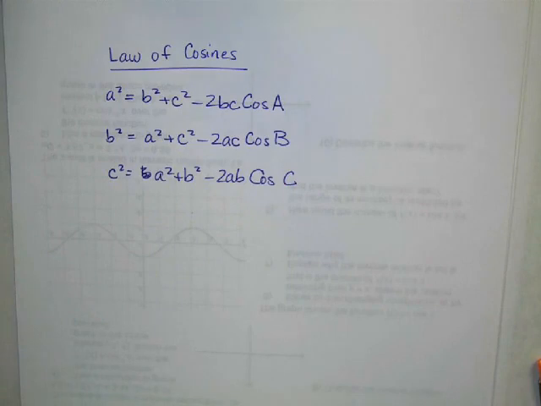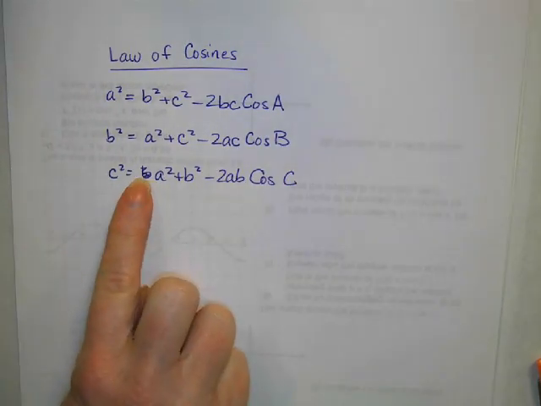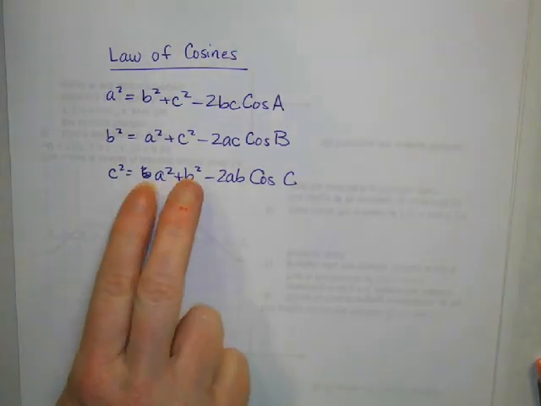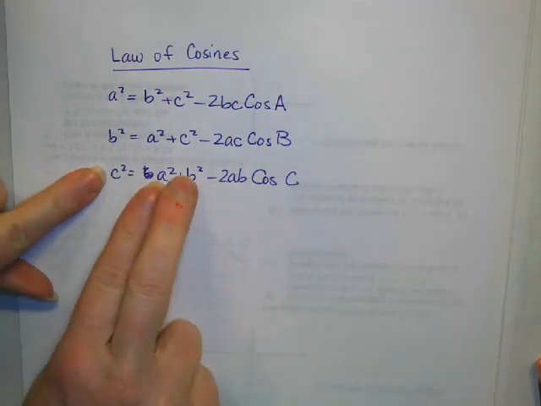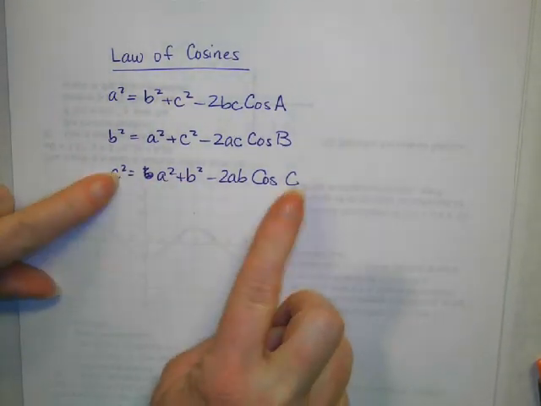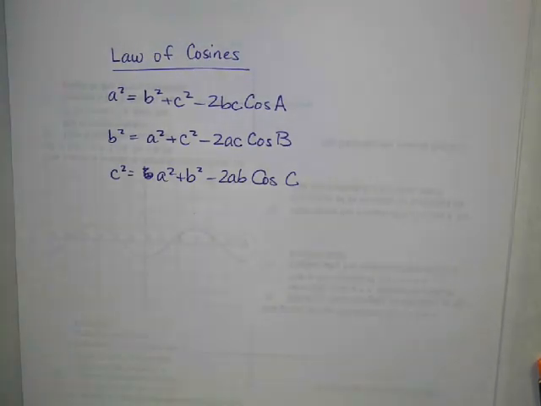Is the bottom one c squared equals b a? It's c squared equals a squared plus b squared. It's always the missing piece. So if this is c, you have to have a and b right here. And then the angle is the same as whatever the equal-to part is.